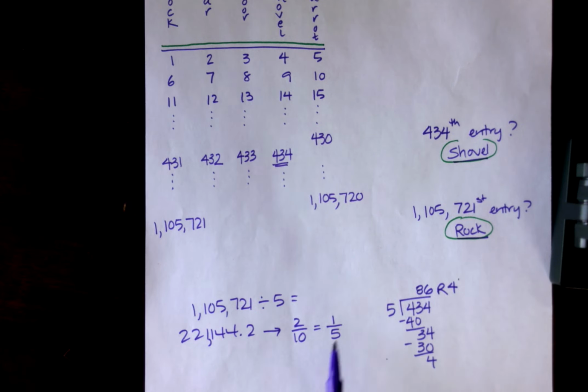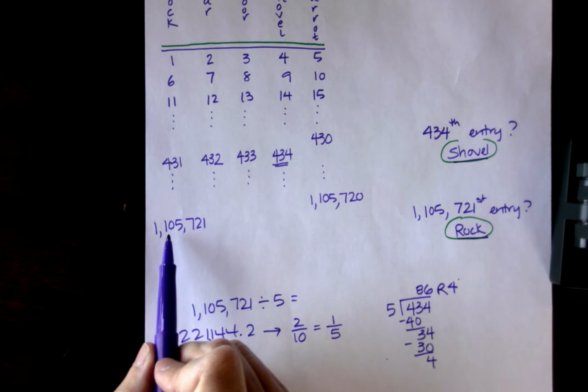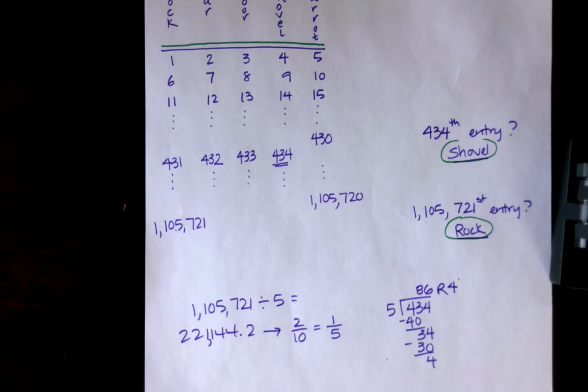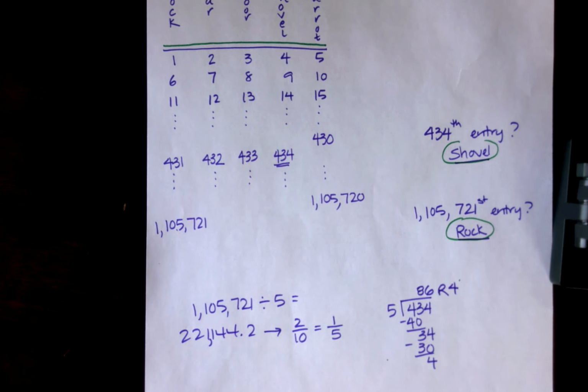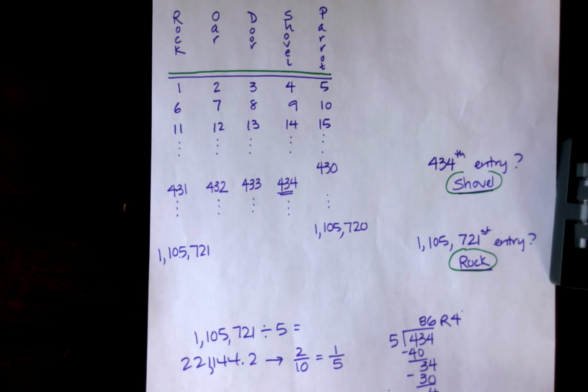So 221,144 complete sets and one more item out of 5, which would have put us in the column with the rock, just like we thought it would be. So there is kind of a calculator way we can get there as well. We'll have a different style of problem when we do the exponent version of this. And remember that if the number of items in a set changes, that will change the look of our table, and it will also change our divisor. But the process will stay the same.